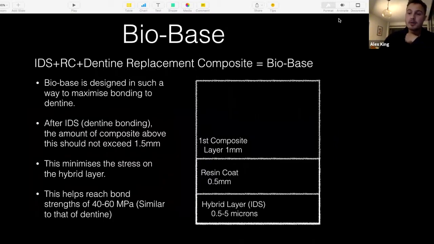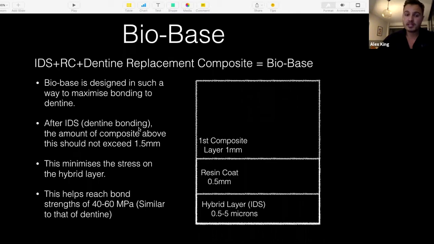So I've been banging on about Biobase, and some of you may have seen my latest post on Instagram, where I banged on about it as well. So the Biobase is the immediate dentine seal with bond, the resin coat with a low shrinkage flowable composite like Majesty F or Majesty X, and a dentine replacement composite layer. These three things are something called the Biobase. And the Biobase is the only thing you can do on top of your resin coats, on top of your dentine bonding agent, to make sure that the flow of polymerization is still towards the tooth.